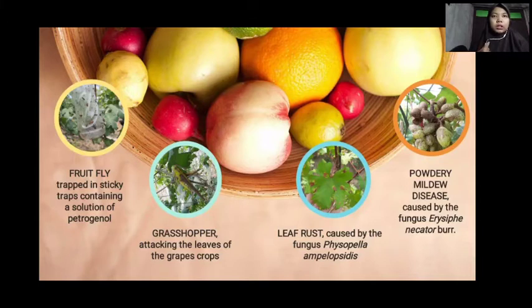Okay, next, these are some pictures that we took in Mr. Baskoro's land. The first picture is a fruit fly trapped in a sticky trap containing a solution of petrochemical. And then the second picture is a grasshopper attacking the leaves of the grape crop. And then the third picture is leaves attacked by leaf rust caused by the fungus Cisopela ampelopsidis, and then the fruit attacked by powdery mildew disease caused by the fungus Erysipelagrator burr. Next.